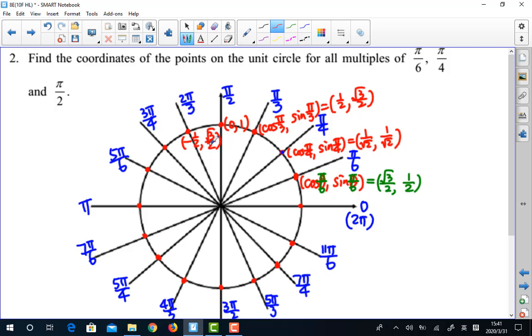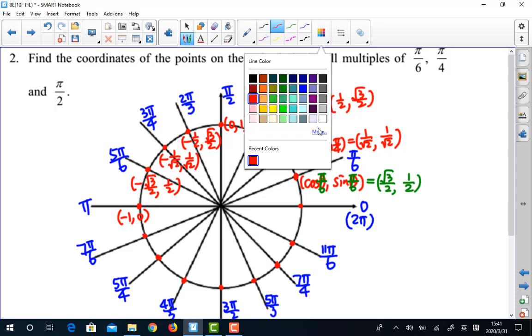The same idea can be applied to find the coordinates of 3 pi over 4. So this one should be negative 1 over root 2, 1 over root 2. And this one should be negative root 3 over 2, 1/2. And this one, pi, on the unit circle, the coordinates of this point should be negative 1, 0.